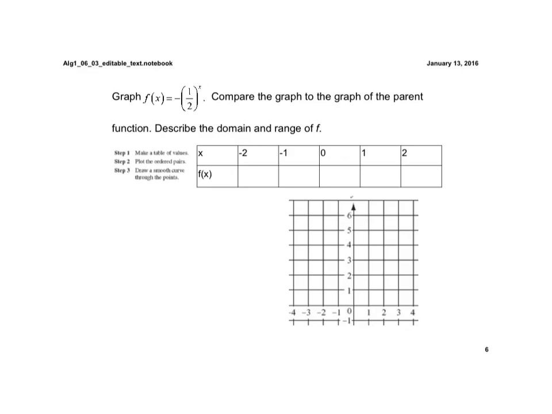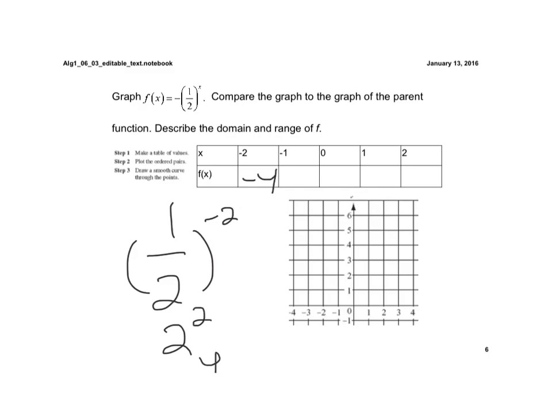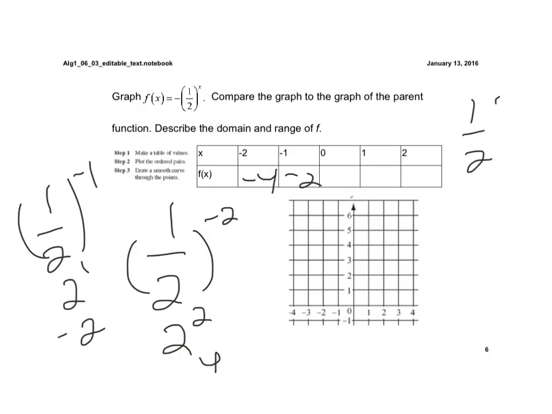And the last graph we're going to do here, so I have 1/2 to the negative second. So again, take the reciprocal of that. That's 2 to the positive second, which is 4. Then the opposite of that is a negative 4. Then I have 1/2 to the negative first. So again, the reciprocal changes the sign of the exponent. 2 to the first is 2, and the opposite of that is a negative 2. 1/2 to the 0 is 1, and the opposite of that's a negative 1.